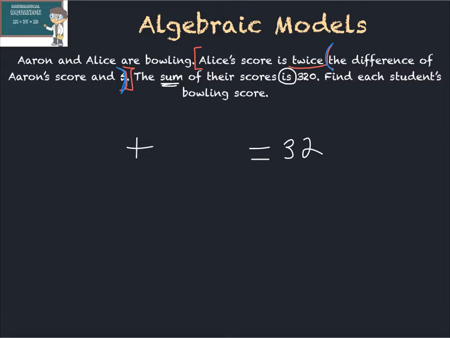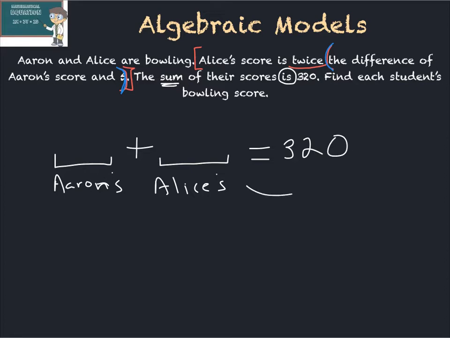Their scores. So before we get into variables and all that, let's just model this. Let's just figure out what we're adding using just models here. No variables yet. We're adding Aaron's score and Alice's score. Okay, Aaron's score and Alice's score is going to be 320. Okay, now we just need to figure out, well, what goes in Aaron's side, what goes in Alice's side. So let's first do Aaron.